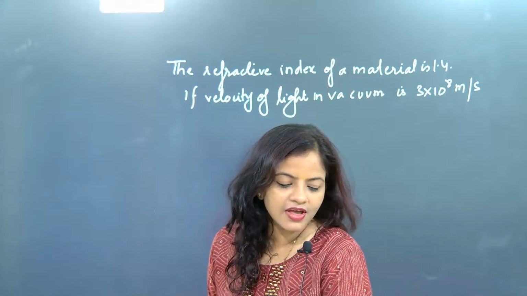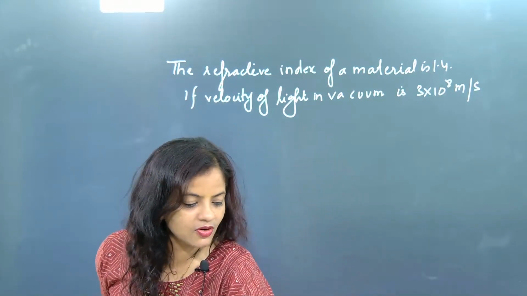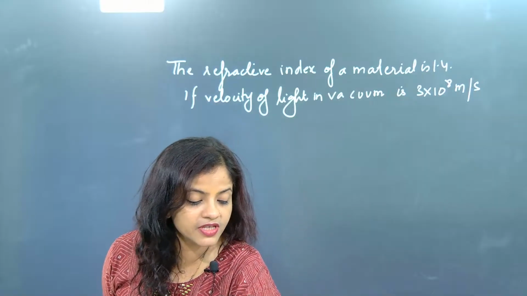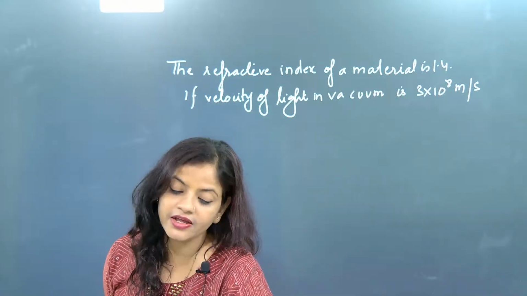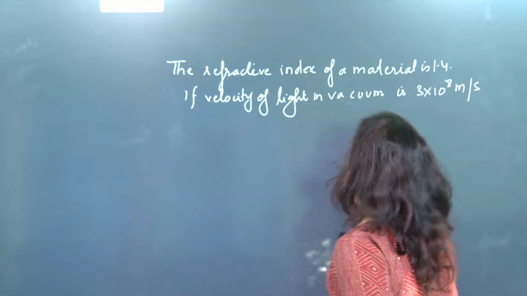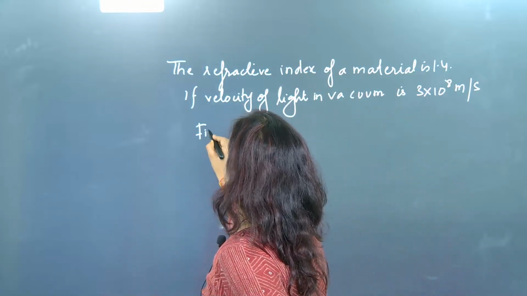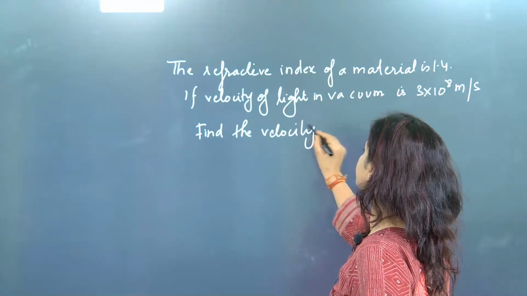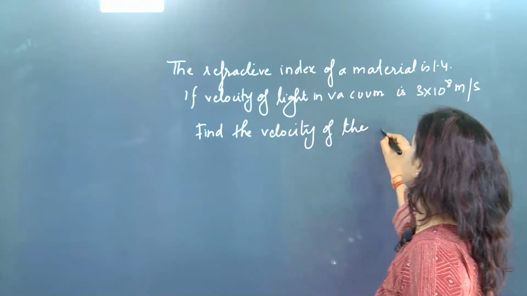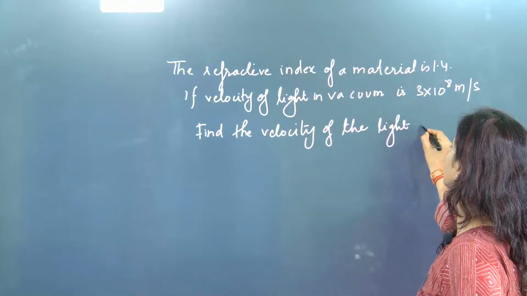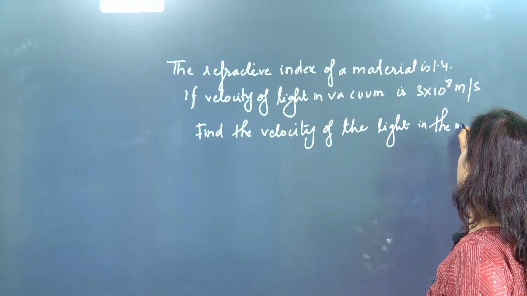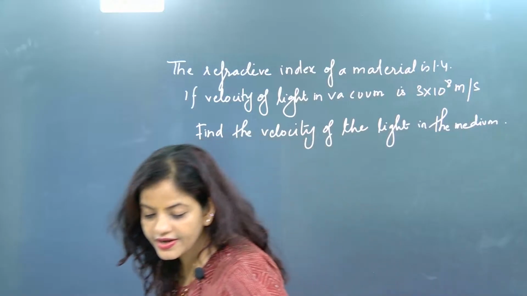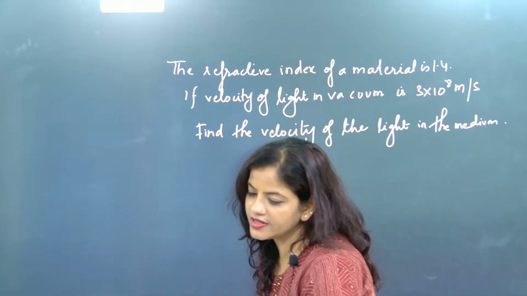So now look here. If velocity of light in vacuum is 3 into 10 to the power 8 meter per second, find the velocity of light in the material. Write the answer, beta. Find the velocity of light in the medium.